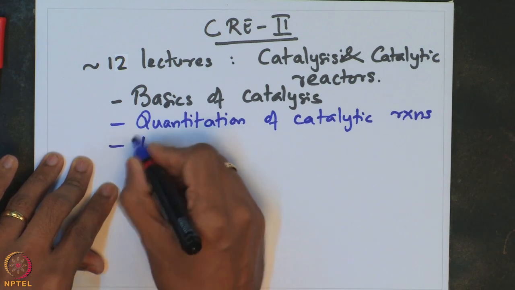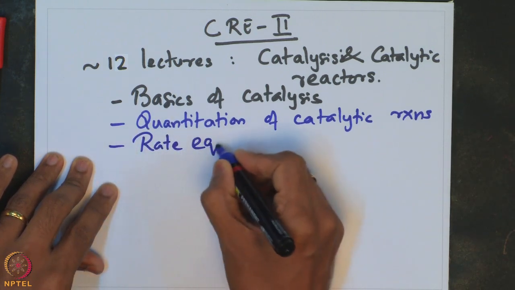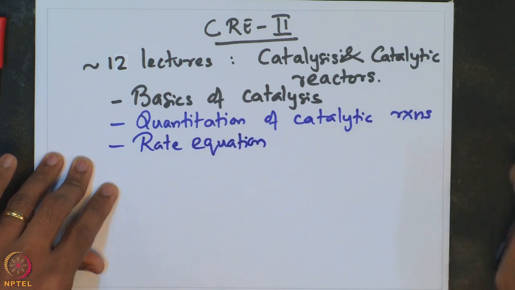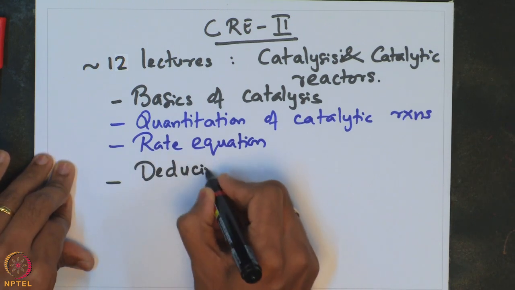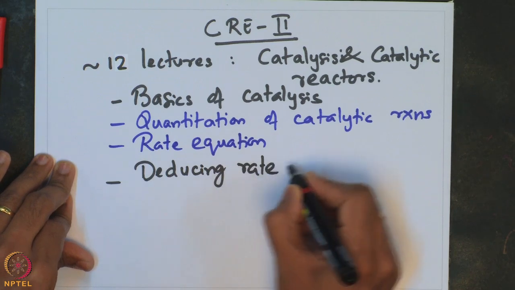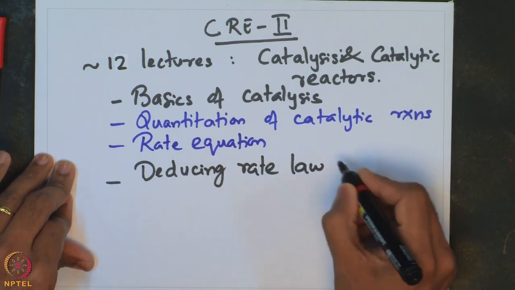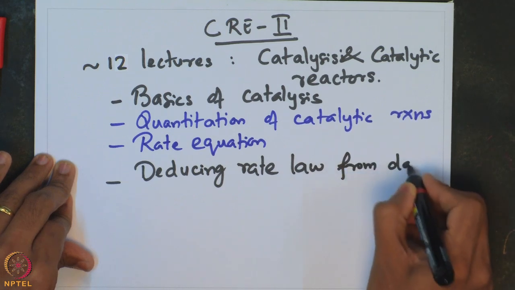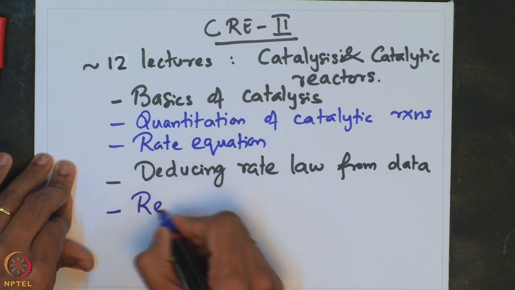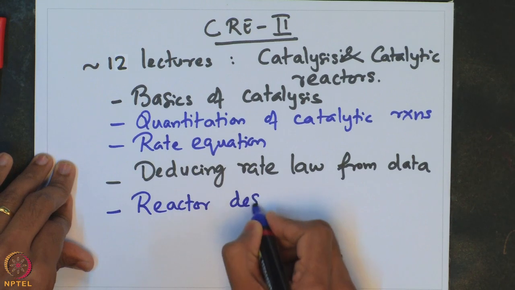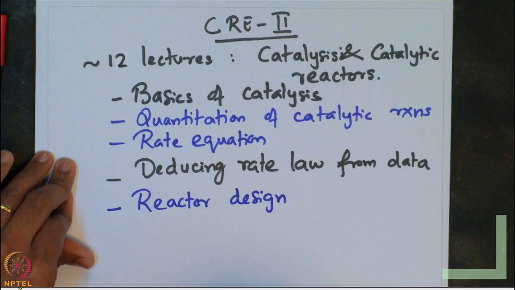And then we will be looking at formulation of the rate equation, and then we will be looking at deducing the rate law from data for many different cases, and then we will look at the reactor design for several examples for several different cases. That will be the first major topic of this 60-hour Chemical Reaction Engineering 2 course.